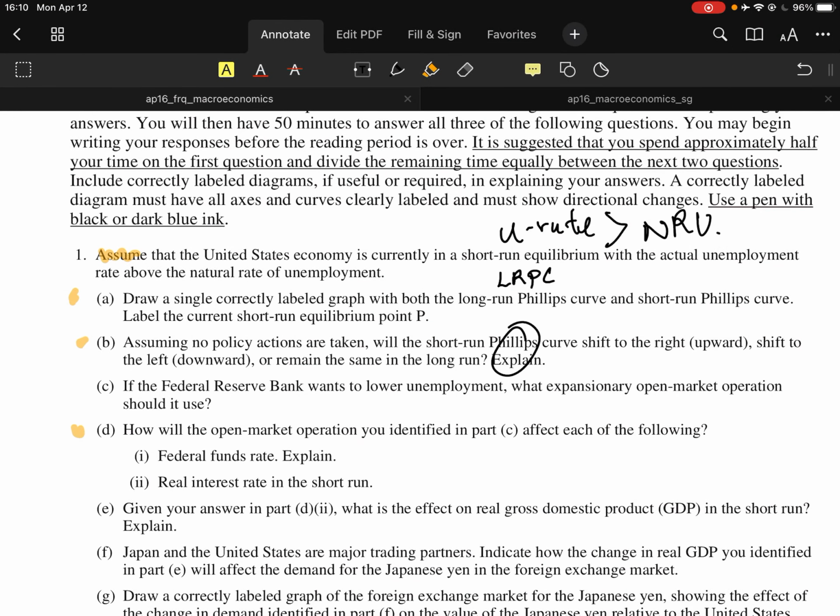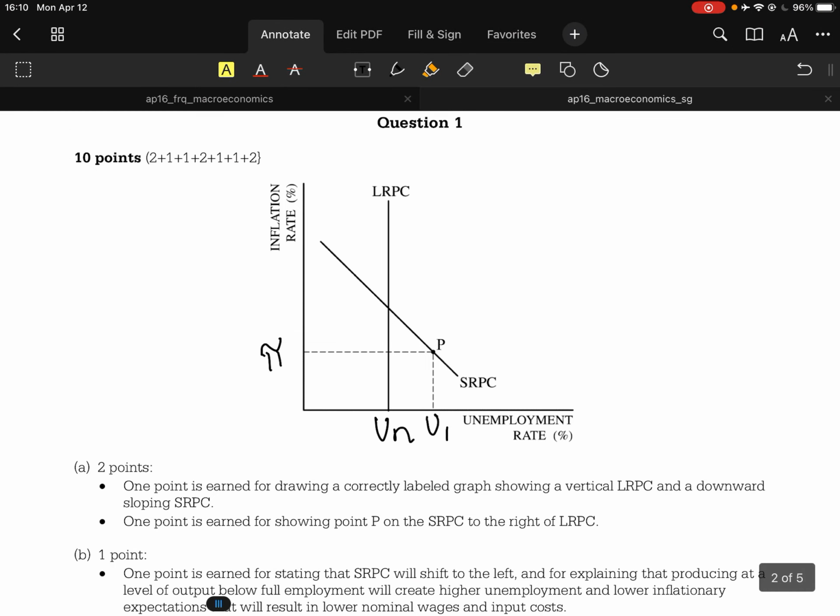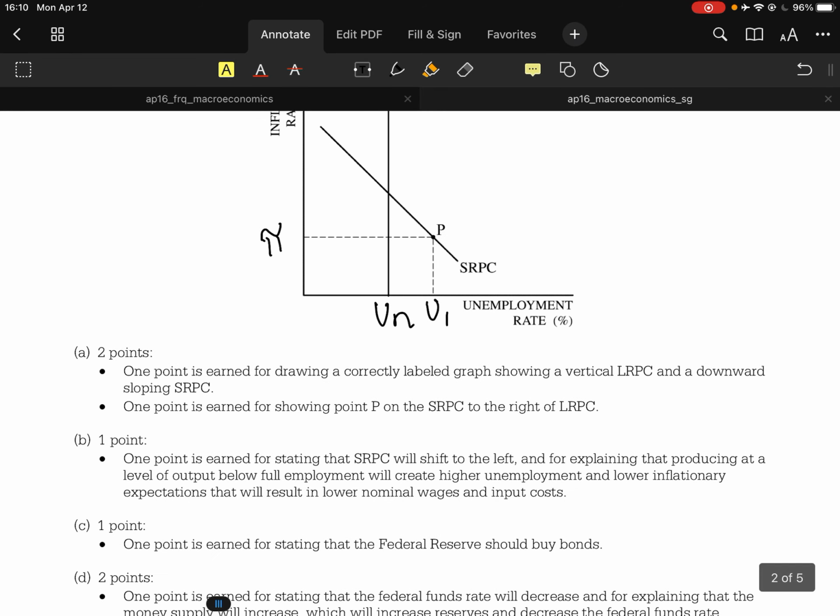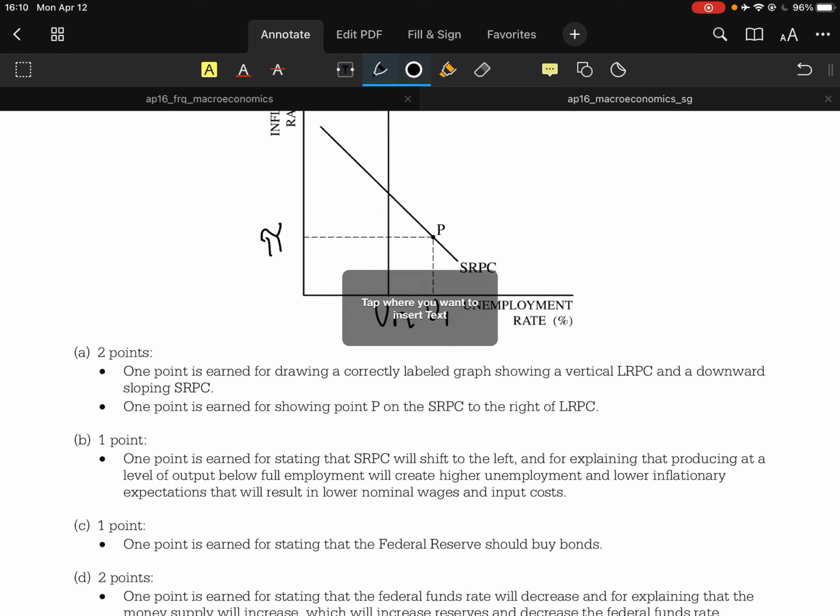So as far as the answer and what you should include for the answer, you'll notice that, and I'm highlighting it here, B, 1 point, SRPC will shift to the left, and the reason being the economy is producing at a level below full employment with higher levels of unemployment and lower inflationary expectations because there is lower upward pressure on prices.